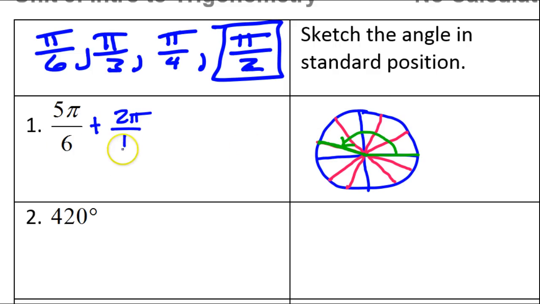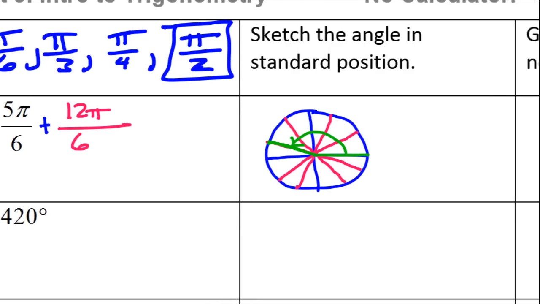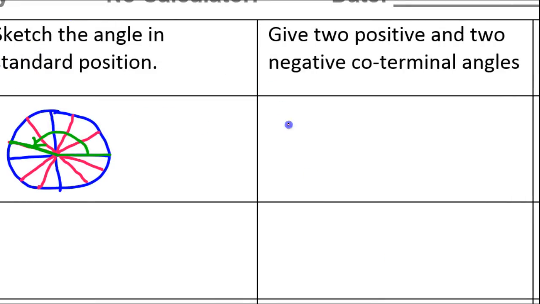You could view this as 2 pi over 1, but hopefully you understand that we need like denominators. So if we use 6's, then what we're really doing is adding 12 pi over 6. Maybe I can just rewrite this: this is 12 pi over 6. Now 5 pi over 6 plus 12 pi over 6 is 17 pi over 6. So that'll be one of my coterminal angles, 17 pi over 6.